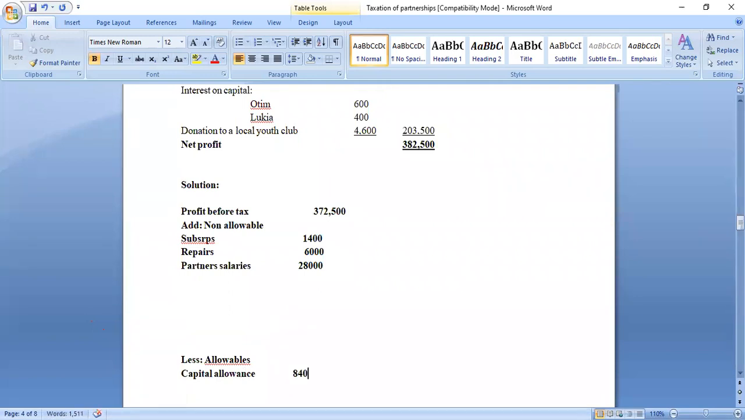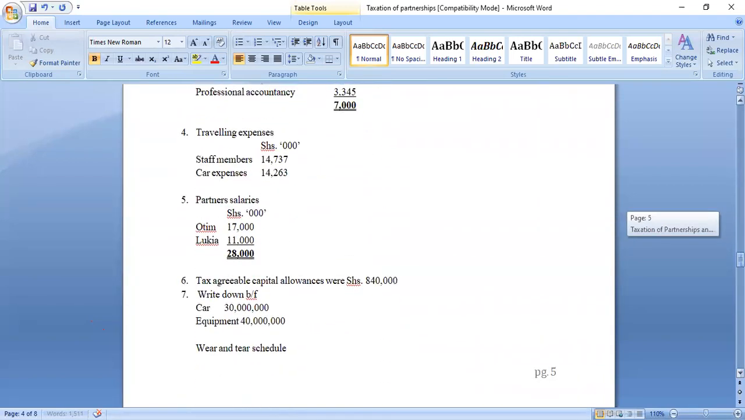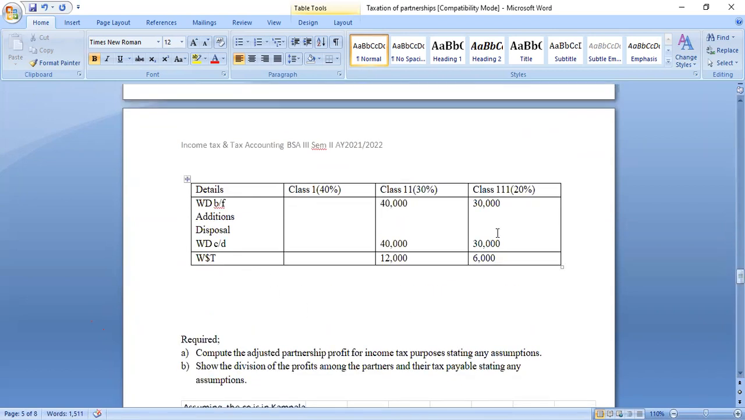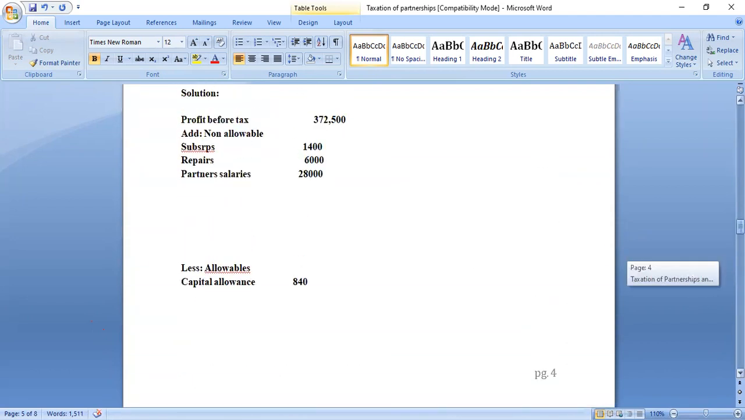$840. Then we also have wear and tear. This part here, wear and tear, we saw the workings, so I won't go into it. Just borrow the figures. 12 and 6, that will be 18, so you bring the 18,000. You're saying wear and tear is 18,000. I think this figure is too big. I should have put a smaller figure.